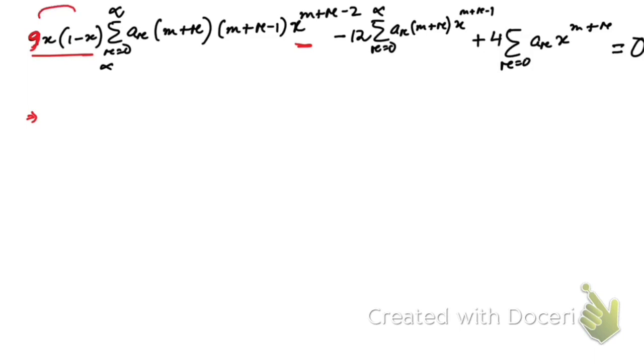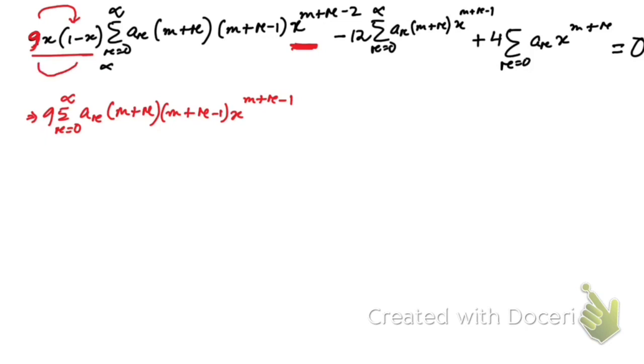So 9x into 1, that's going to be 9x. If you multiply here, then you're going to have 9 summation r equals 0 to infinity a_r (m + r - 1) x to the power... Here you see, if you multiply here x, this x should be multiplied, right? Then its power will be m + r - 1, right? That's what we're going to have.